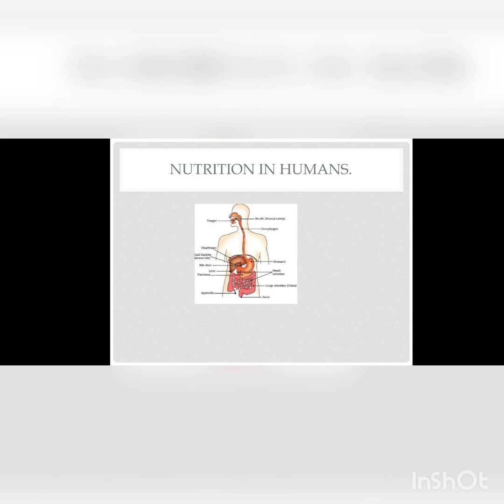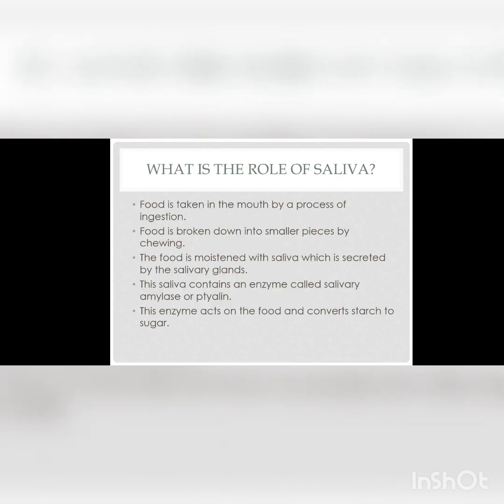Nutrition in humans. What is the role of saliva? First, the food is taken in through the mouth, the buccal cavity. In the buccal cavity, there is the secretion of saliva. The saliva has a very important role to play.